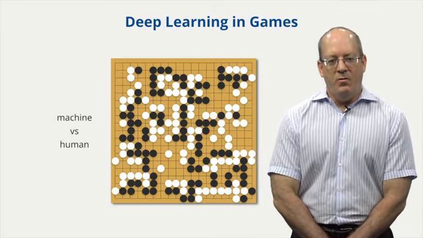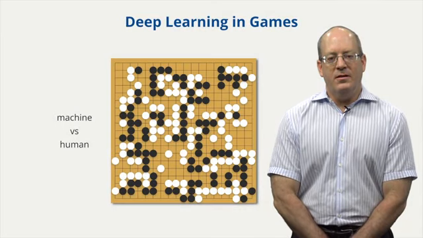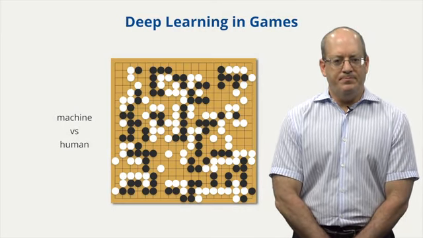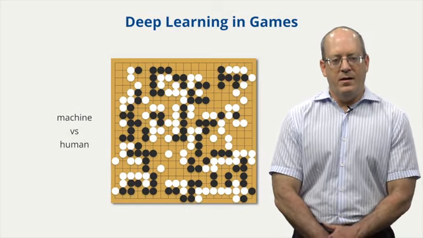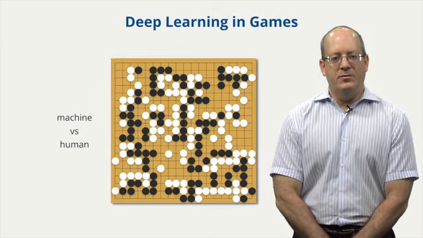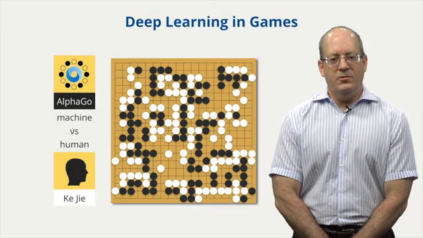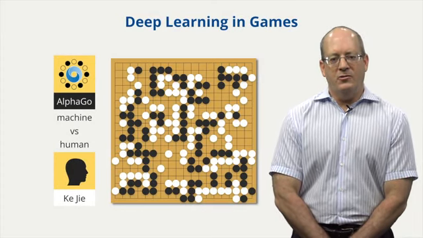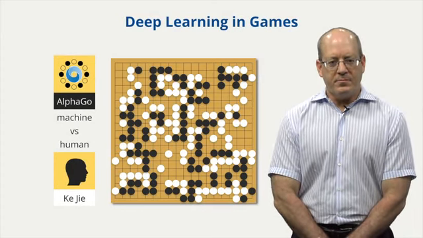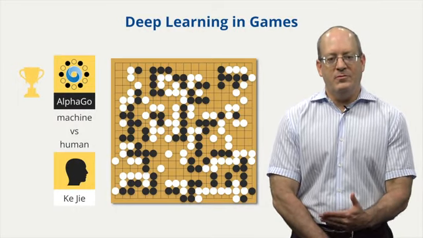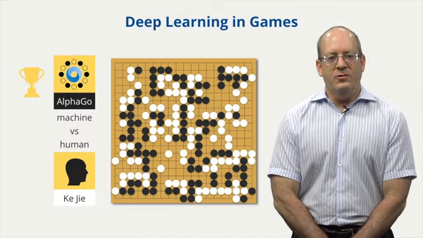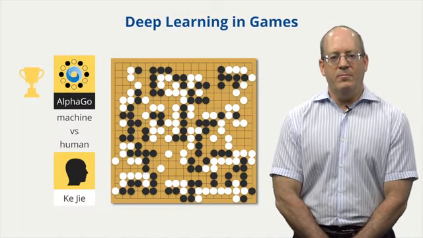The game Go is an ancient game primarily played in Asia. It was long believed that a machine could not beat the best human at this game. In the last few years, deep learning has shown a performance on the game Go that exceeds the performance of the best human players of Go in the world. So this is a very, very significant milestone.